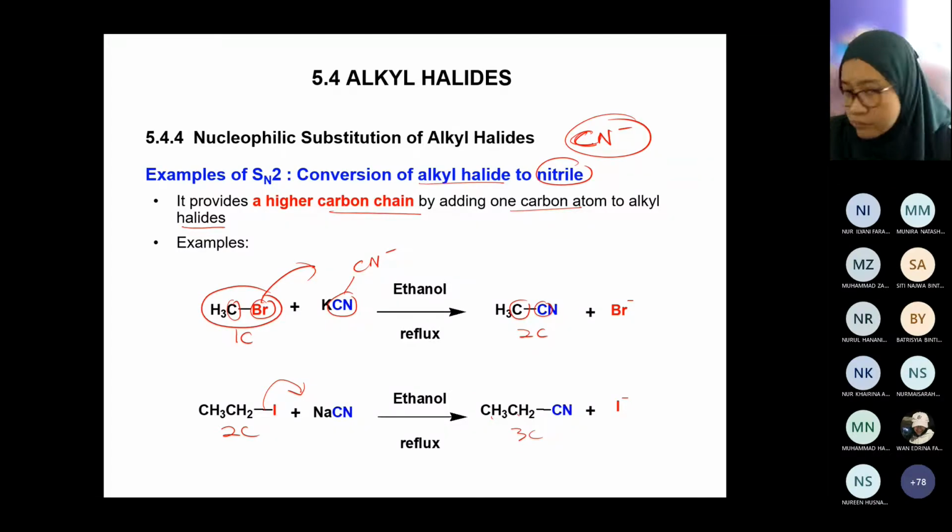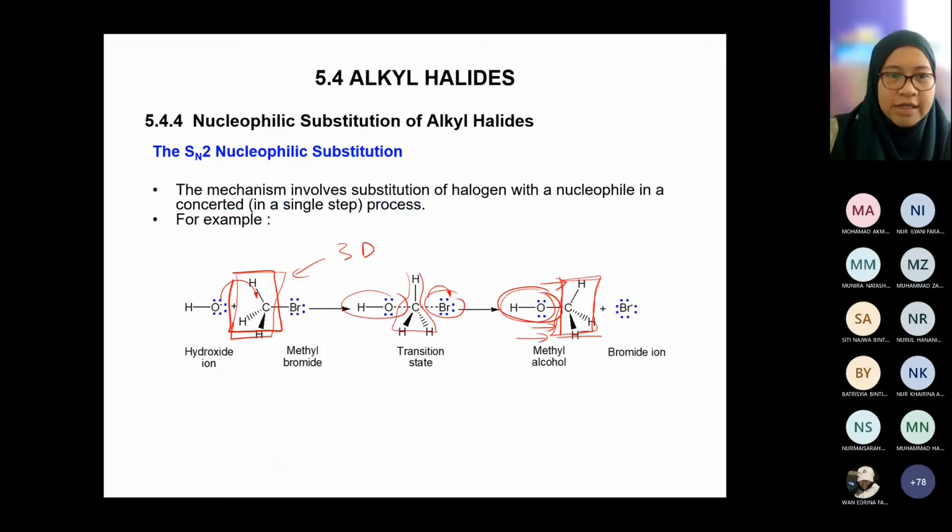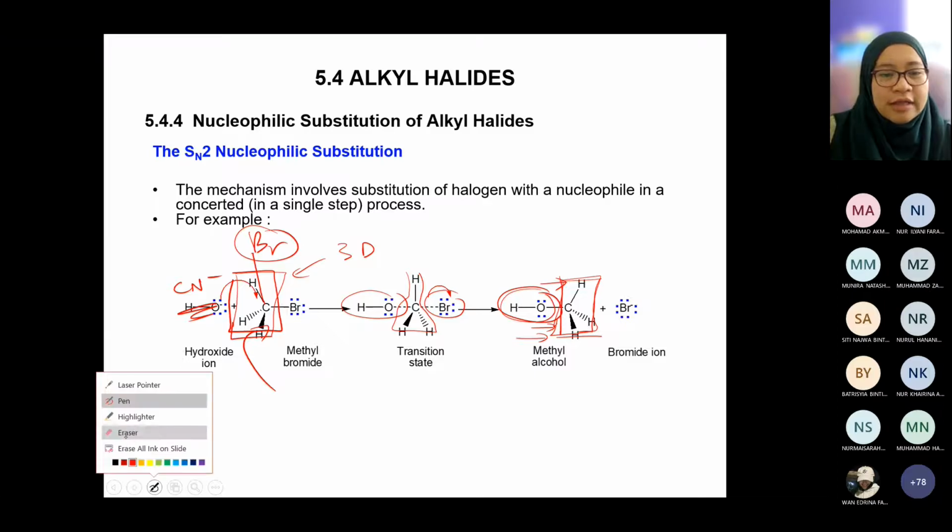Untuk yang natural ni dia ada mekanisme sama macam tadi ke? Sama. Maksudnya you replace this one, ganti dengan CN. Okay. Attack daripada belakang, opposite side. Kalau you buat BR dekat sini, that means dia kena attack from opposite side of Br. So other than OH, CN minus can also be used as our nucleophile. Right?